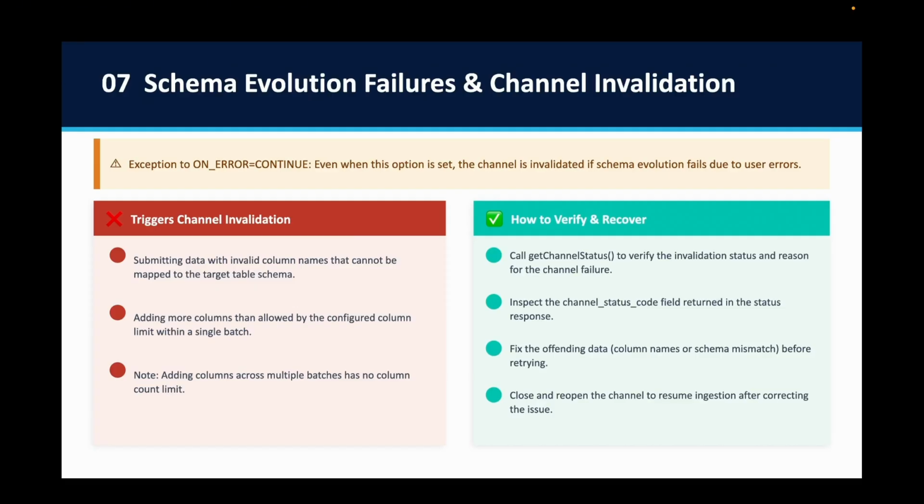How do we verify and recover? You have APIs called get channel status to verify invalidation status and reason for the failure. Inspect the channel status code returned in the response. Fix the offending data, typically column names or schema mismatches, before retry. Close and reopen the channel to resume ingestion after correcting the issue. So this is more like reopening the channels because of schema evaluation or channel invalidation failures.